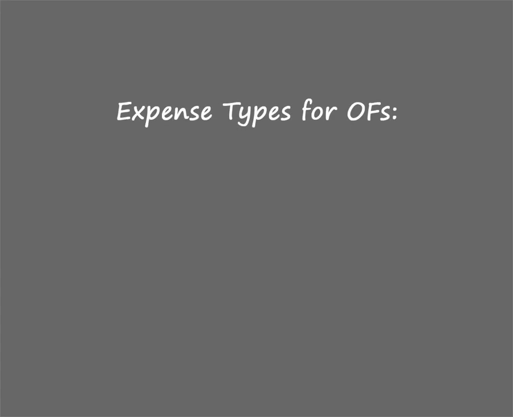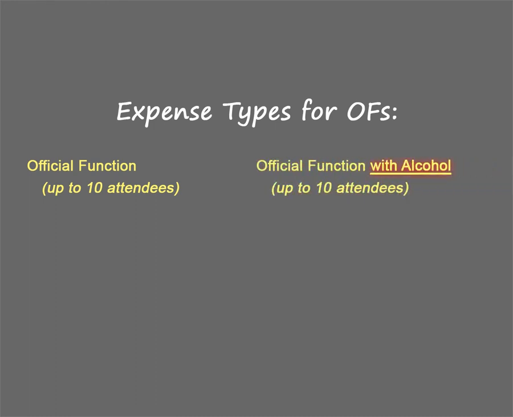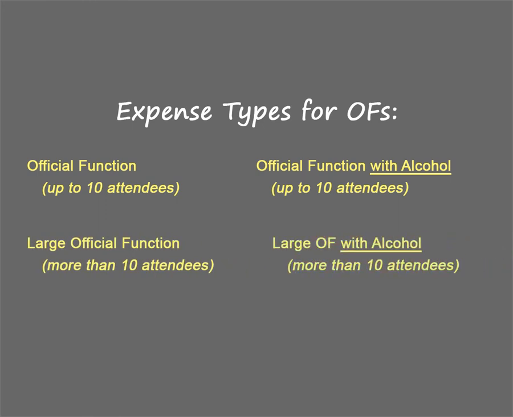There are 4 expense types available for official functions: official function with up to 10 attendees, official function with alcohol and up to 10 attendees, large official function with more than 10 attendees, and large official function with alcohol and more than 10 attendees. The expense type you select determines what information is needed. Let's take a look at the official function up to 10 attendees expense type.